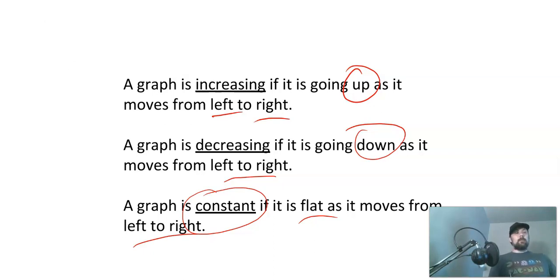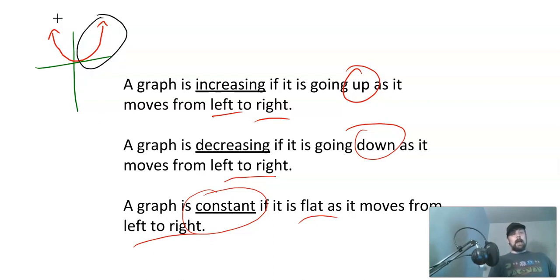So here's an example where students who aren't careful will get it wrong. So it's a parabola, right? Now, you might look at this graph and say, it's going up right here, and it's going up right here, right? Because if you're starting from the middle and you look to the right, it's going up. So you might say, oh, this is increasing.